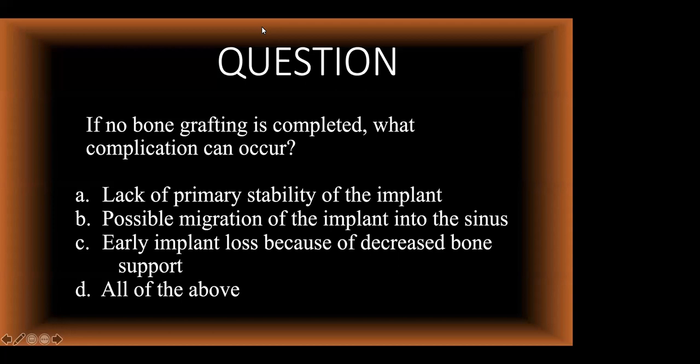Let's give you some more questions. If no bone grafting is completed on this case, we have 5 millimeters. What complication can occur? Lack of primary stability of the implant, possible migration of the implant into the sinus, early implant loss because of the decreased bone support, or all of the above. Everyone, please select an answer and press submit. We'll show you what your colleagues have answered.